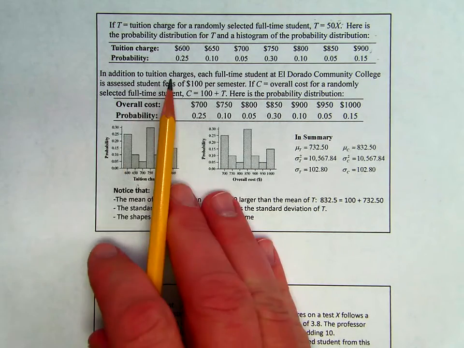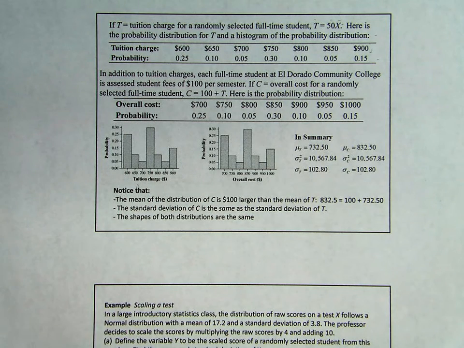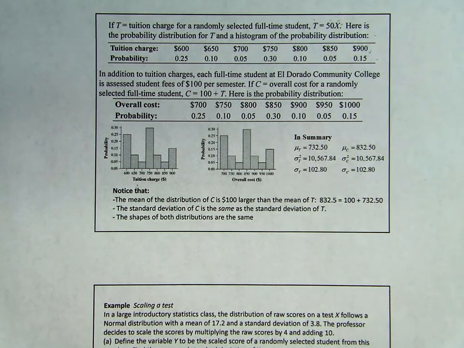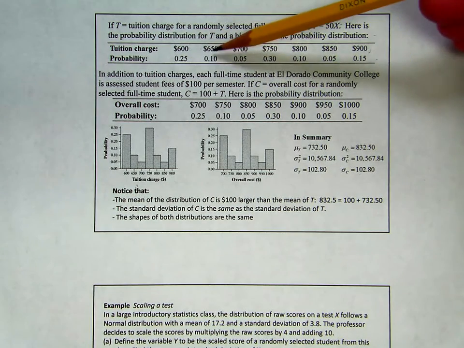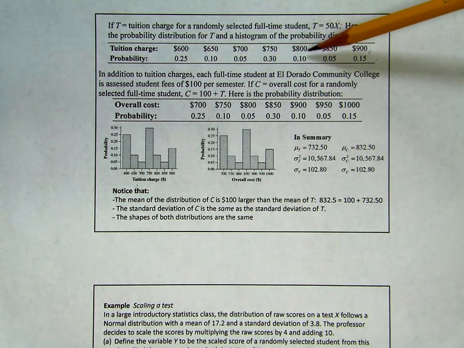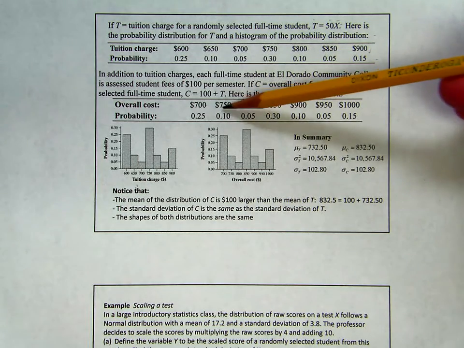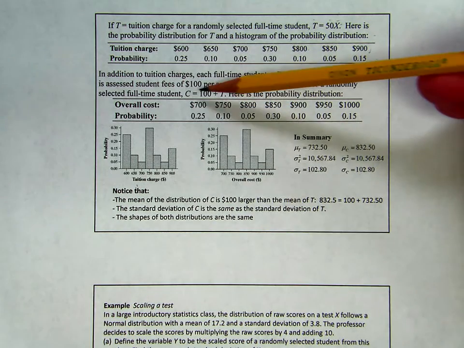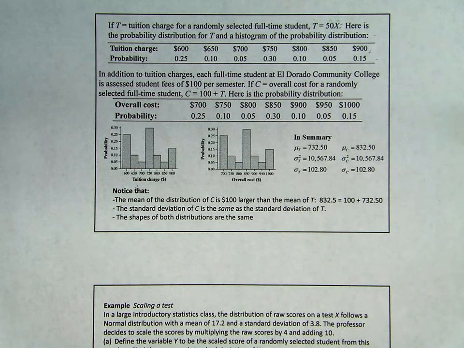In addition to tuition charges, each full-time student at El Dorado Community College is assessed student fees of $100 per semester. If C equals the overall cost for a randomly selected full-time student, C is equal to 100 plus T. So each one of these values here for the tuition charge, we need to add 100 to, and that gives us our new distribution, which is C, which is our total cost.